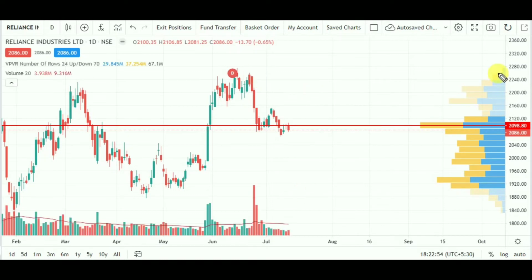And fourth, profile high and low. The highest price for the chart area under display is called the profile high, while the lowest price for the chart area under display is called the profile low.